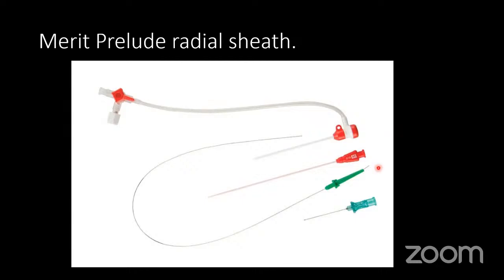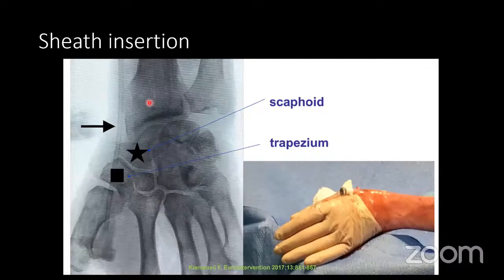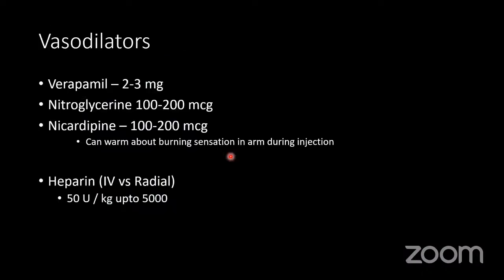introducer set, which has the introducer and the sheath, the wire, and the needle. And sometimes we can make use of fluoroscopy to visualize the sheath. After sheath insertion, we have to flush the sheath and give vasodilators. Unlike the femoral puncture technique, where we need not use a vasodilator, here we have to use nitroglycerin 100 microgram, which we usually use. On top of that, verapamil 2.5 milligram can also be used.